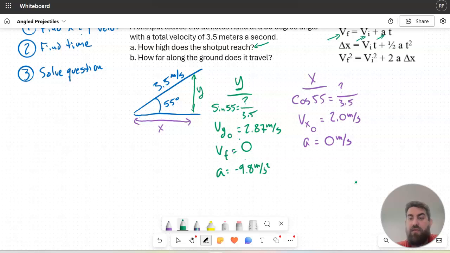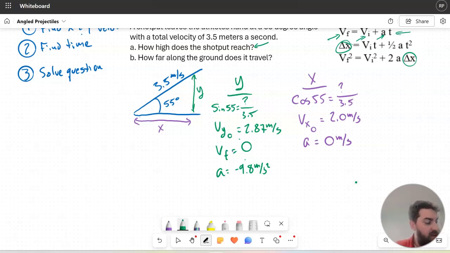Okay. And we have an acceleration. So we want to use this formula. Neither of those are going to help us because we have to solve for time. And here, when we look at this one, we don't know how high it's going. So it's not going to help us either. So we've got to use that top one.